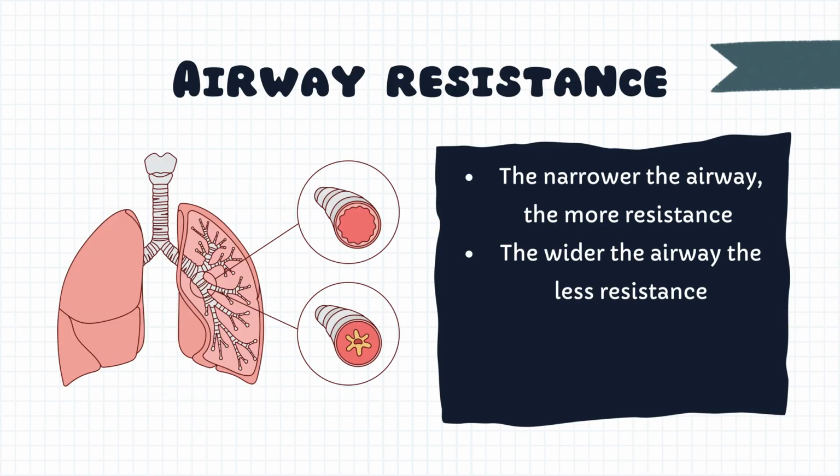Airflow also depends on resistance. Resistance is highest in medium-sized bronchi. It decreases in the small airways due to parallel branching. Poiseuille's law tells us that resistance is inversely proportional to the fourth power of radius. That means small changes in airway diameter can make a big difference in resistance. In asthma, airway narrowing increases resistance, making it hard to exhale. Bronchodilators help by relaxing smooth muscle and increasing airway diameter.